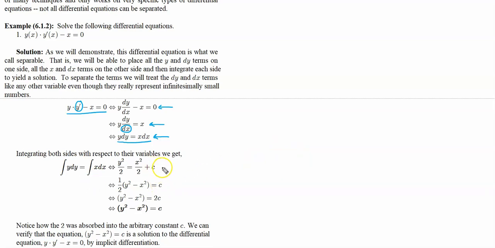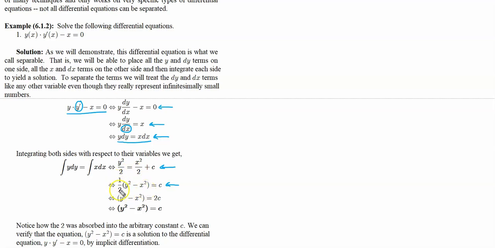And so here is the solution to our differential equation. We can write it like that. Now we can simplify it a little further. Let's take the x squared over 2 over to the other side. So right here we have it on the other side. And we factor out a 1/2.